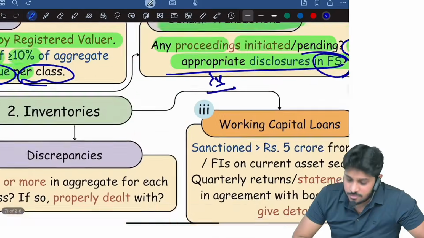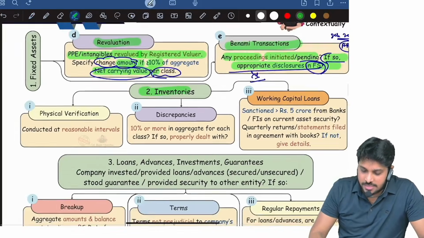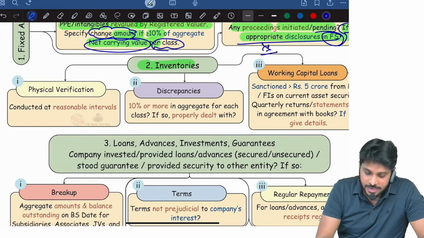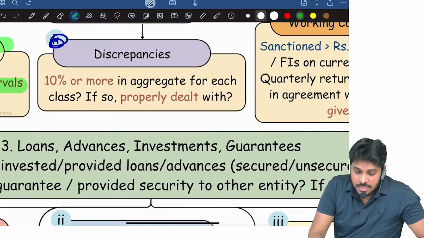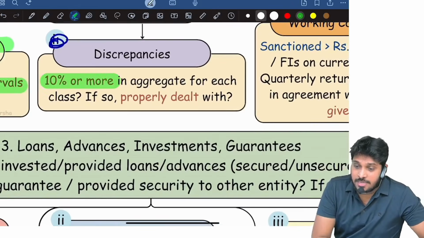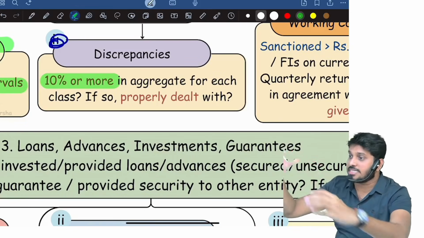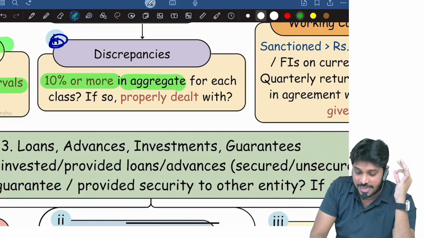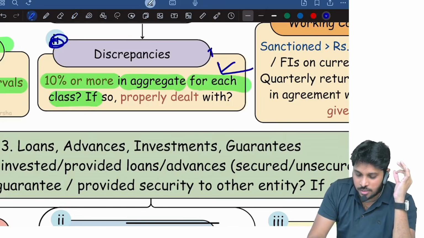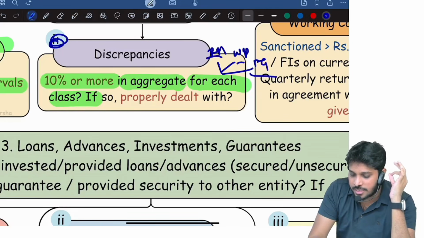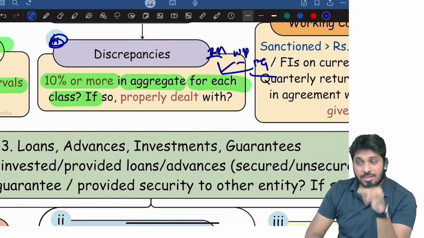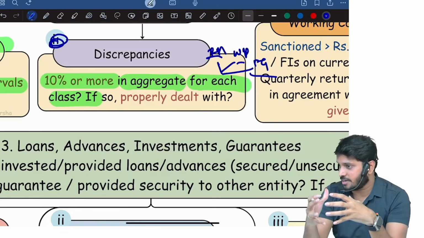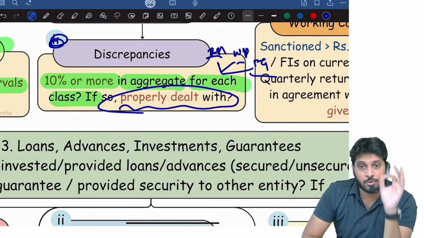Clear? Next, inventories. There are 3 issues. There are only 2 issues, typically speaking. Actually, this is not an issue, but it's okay, you can number it. So, physical verification. See whether inventory is being physically verified by the company at reasonable intervals. Suppose there is any discrepancy between recorded inventory and physical inventory. If the difference is 10% or more in aggregate for each class of inventory, each class means what? Raw material, work in progress, and finished goods. There are 3 classes of inventory. That's what each class of inventory means. If there is a difference of 10% or more in each class on physical verification, whether they were dealt with properly in the books of accounts or not.